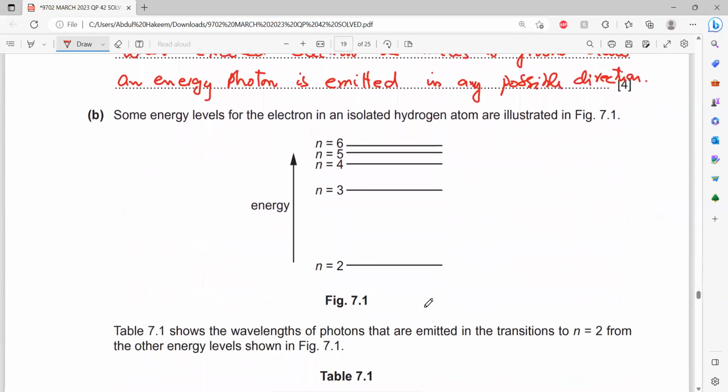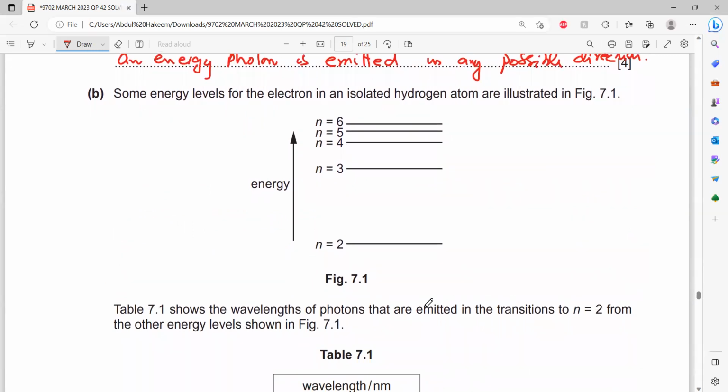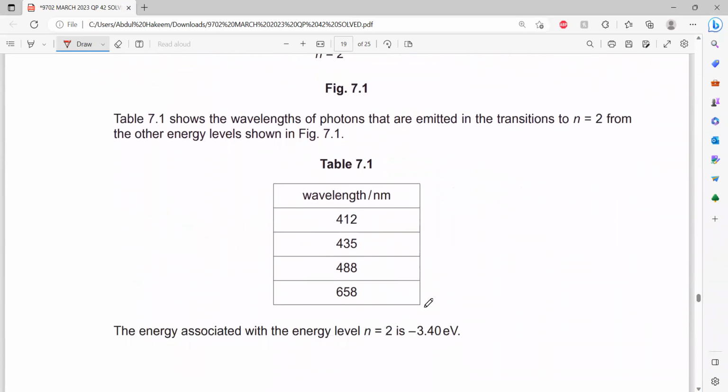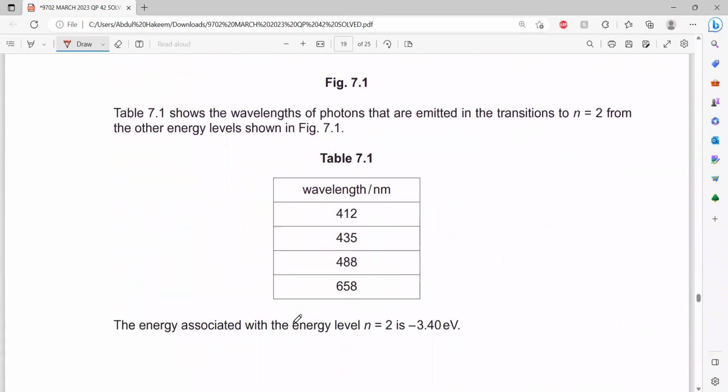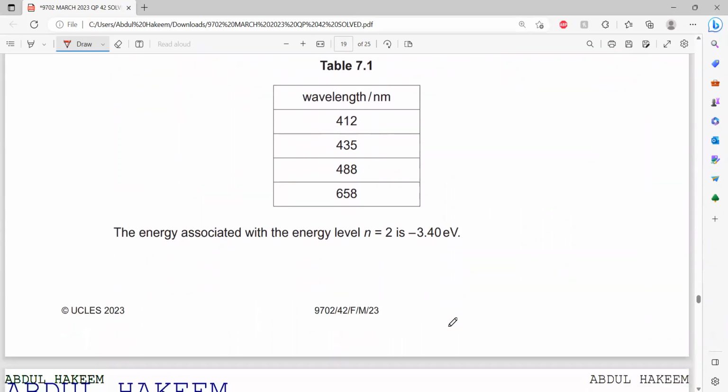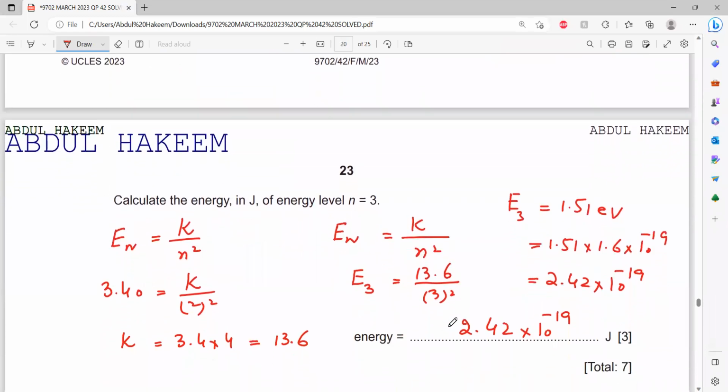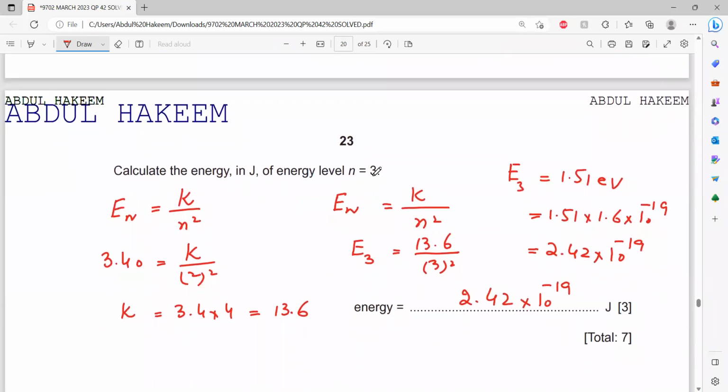Next, some energy levels for the electron in an isolated hydrogen atom are illustrated. Table 7.1 shows the wavelengths of the photons that are emitted in the transition to the n=2 orbit. So these are the wavelengths given. The energy associated with the n=2 level is minus 3.4 electron volts. Calculate the energy of level n=3.